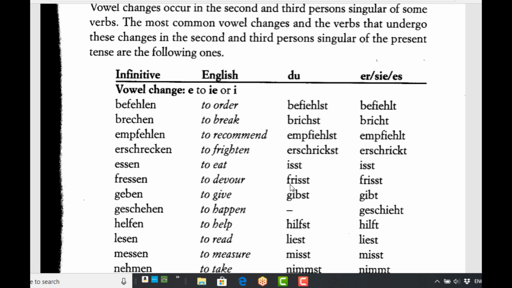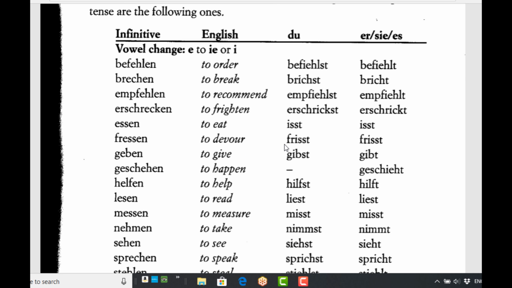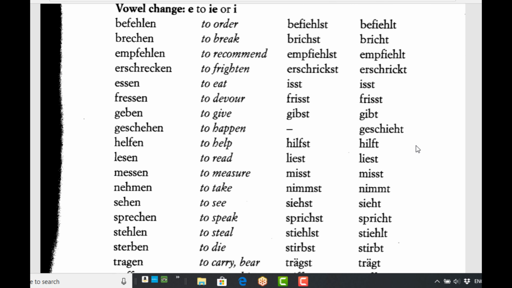How about fressen? What would be the first person singular? Ich fresse. And then du frisst, er frisst, and then wir fressen. Good. In this case, the second and third person singular happen to be identical, which is sometimes what you'll see. For helfen, ich helfe, du hilfst, er hilft, and then it goes back to the E again, wir helfen.